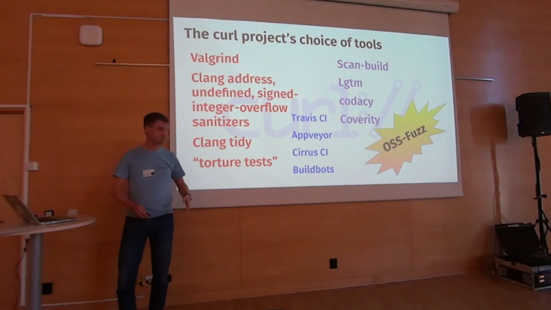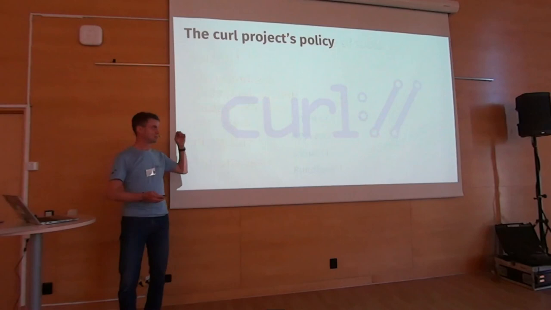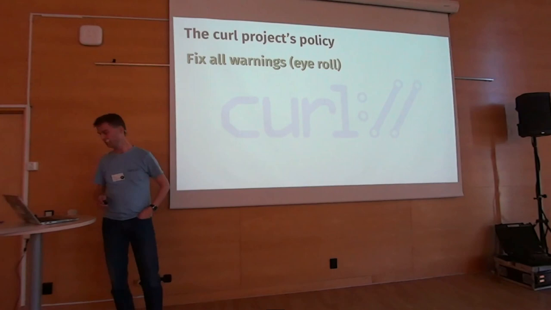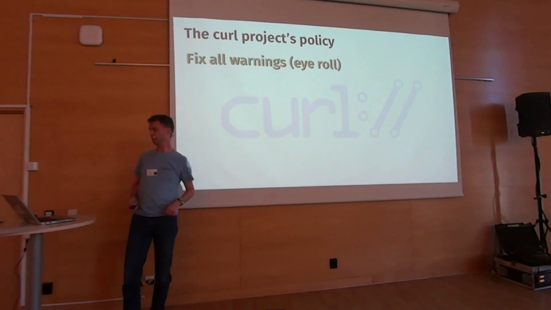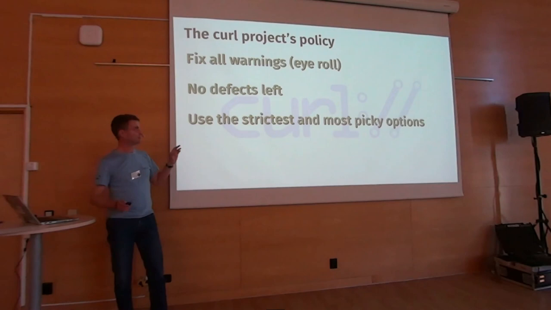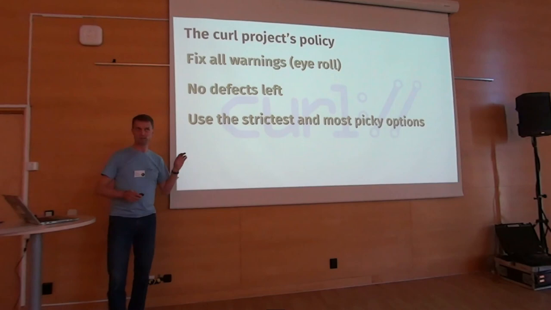So basically, just to go back to what I said before, we have a few policies in the project. We fix all warnings, which is easier said than done, because we support basically every 32-bit architecture you can imagine. So having the code run warning-free everywhere is a little bit of a cat and mouse game that we never really completely managed to come out alive from. So yeah, we have a few warnings, but basically we fix our warnings. And we don't leave any defects detected by any of these tools. And we always build everything with as strict and picky warning compiler options as we can find. Anything that is suspicious, we fix and make them not complain and warn anymore.